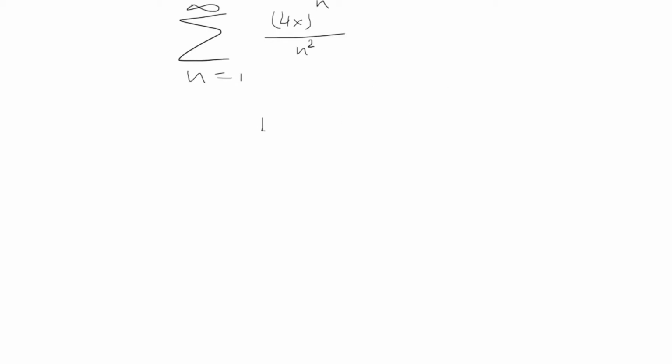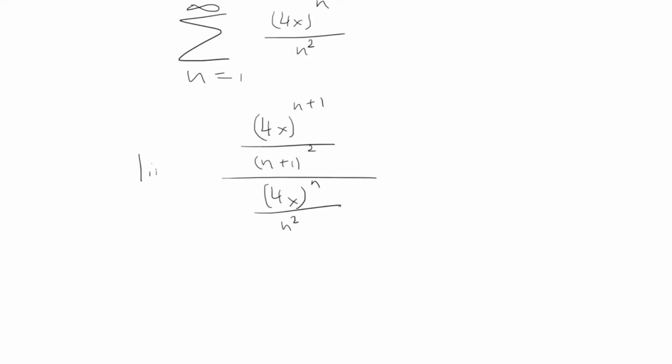So we're going to add one more to n. And then we're going to divide that by the original, a sub n. And we're going to take the limit of this thing as n approaches infinity. And we want this to be less than 1 in order for it to converge.